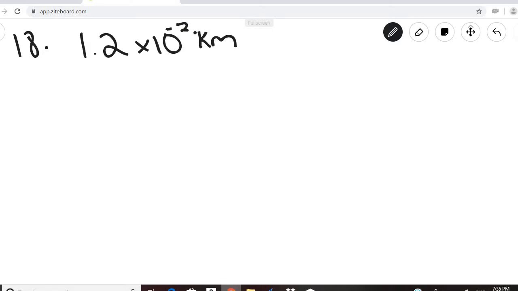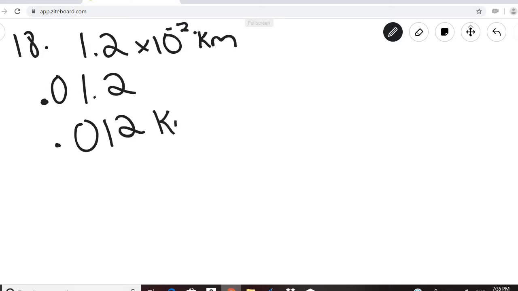So since it's a negative 2 exponent, we are going to move our decimal place 2 places to the left. So that would be 1 place. This would be 2 places to the left. So it's going to be 0.012 kilometers. And we have our 2 significant figures in that answer.